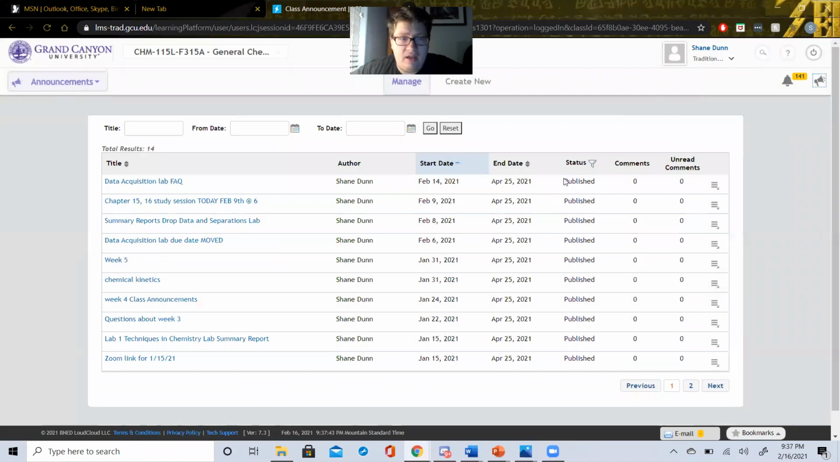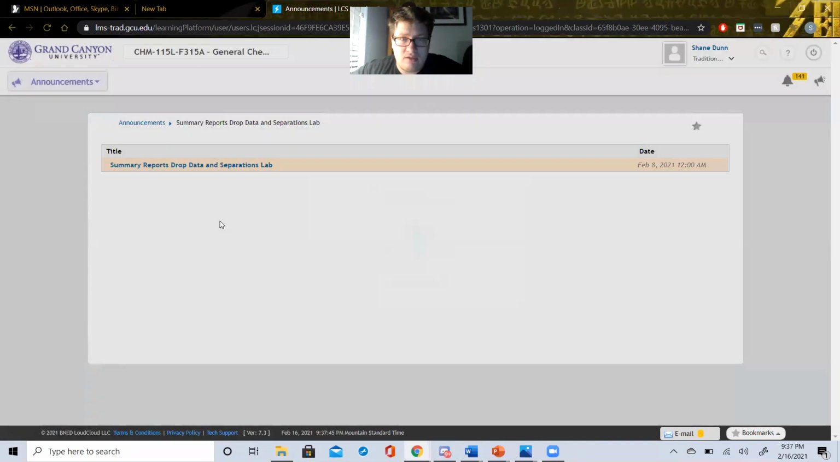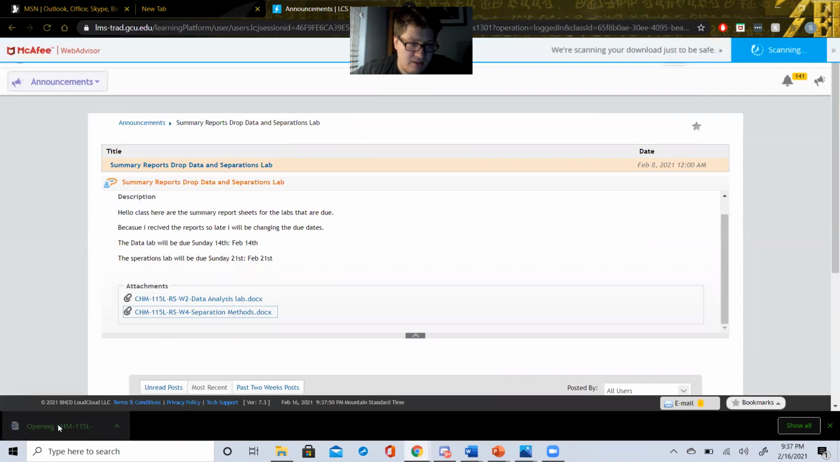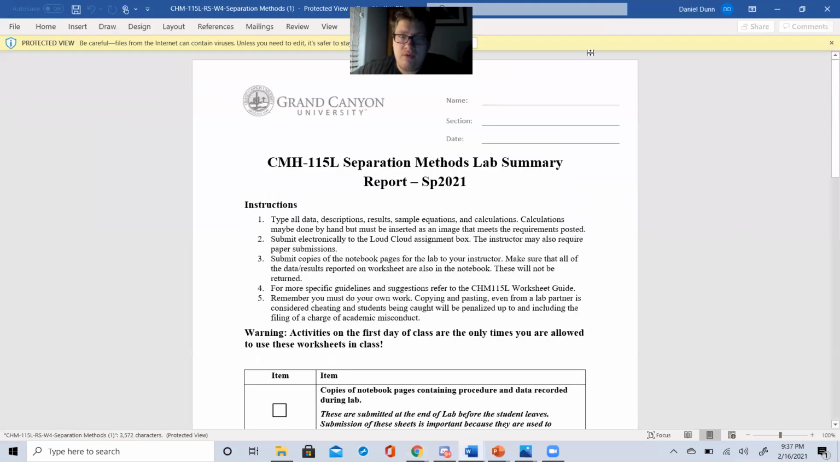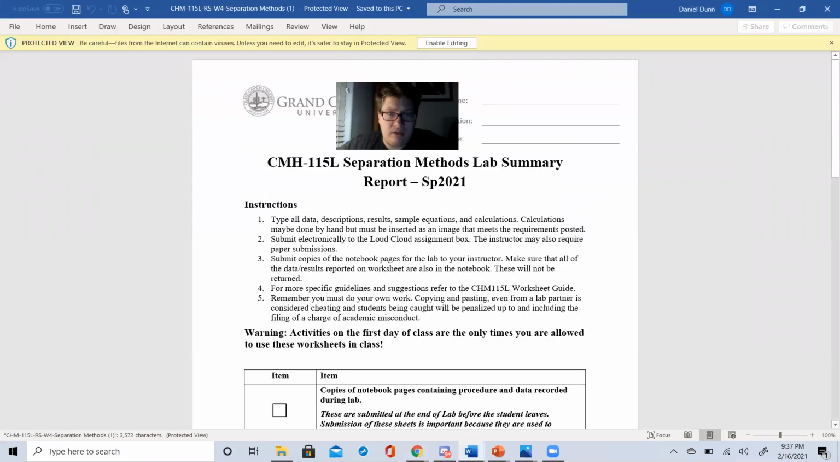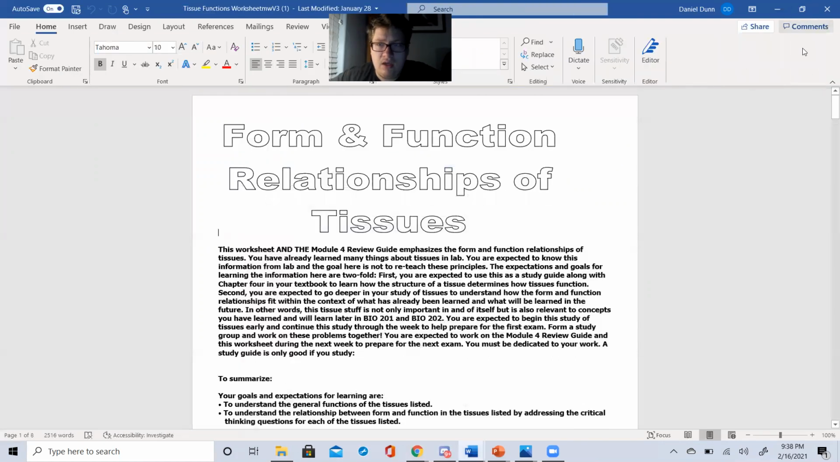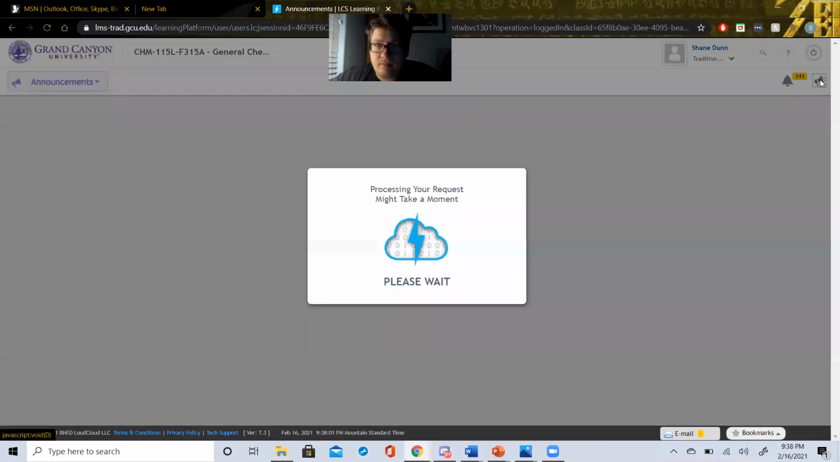First off, in the announcements, you need to use the summary sheets. You're always going to be turning the summary sheets in to me. Always. If you turn the worksheets in, I'm going to give you a bad grade and tell you to redo it, which you can. Please, the summary sheet. You can find those in the announcements.